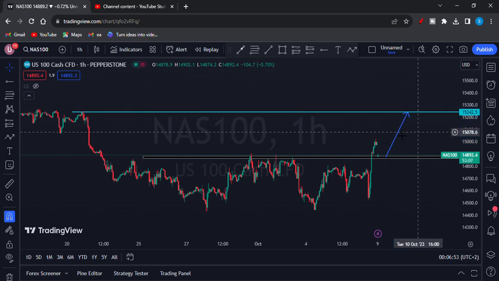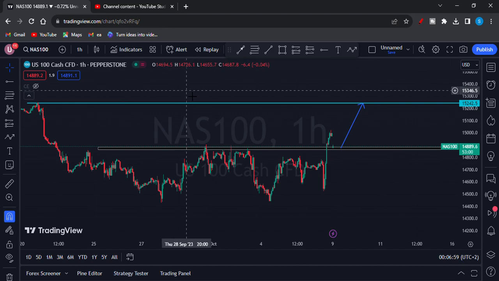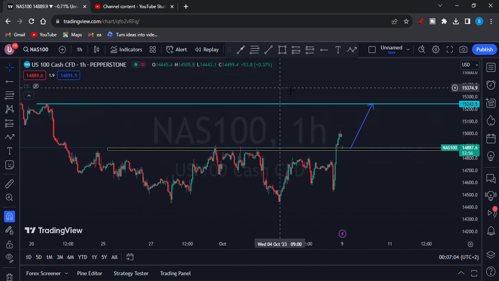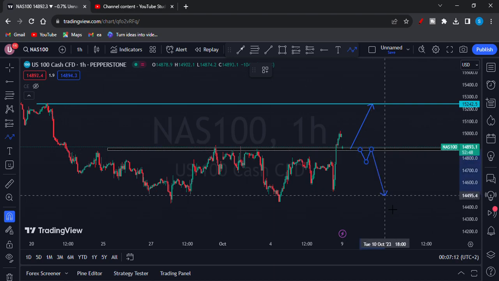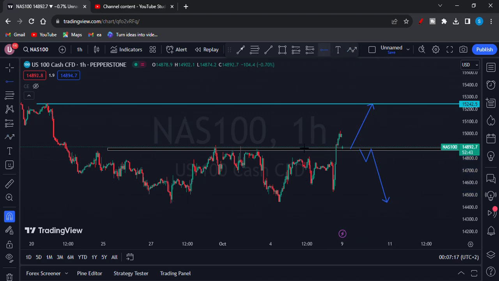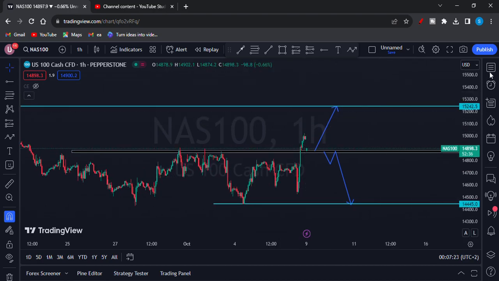Okay, but if the market decides to sell due to the high NFP reports that were produced on Friday, we can see something like a retest, and it will sell up to there. So that's my analysis for Nasdaq.